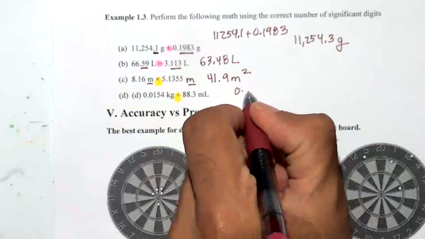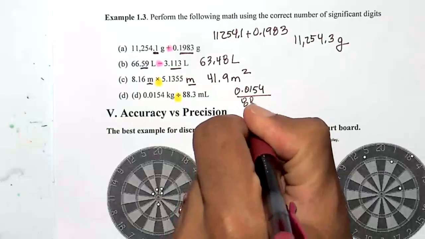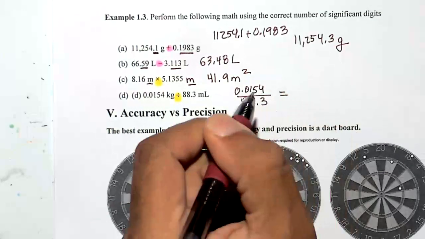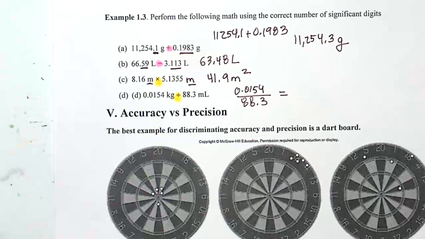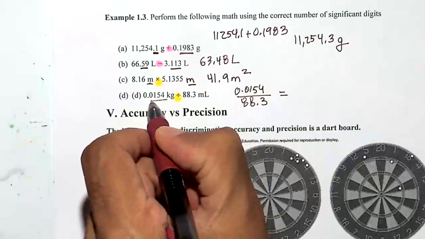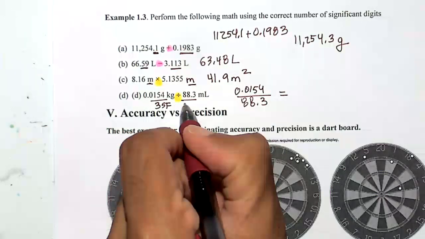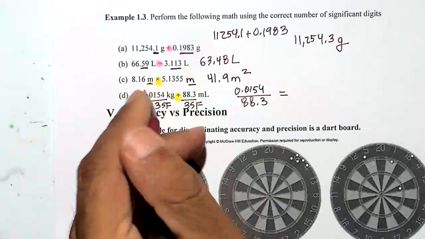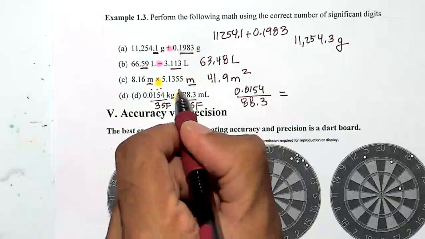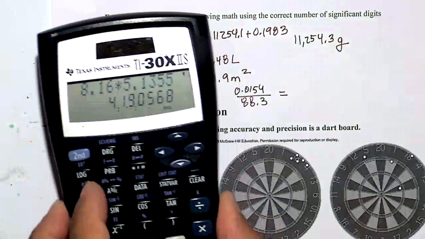And finally, the same thing with division. 0.0154 divided by 88.3. What do you guys think? Okay, this has how many sig figs? How many here? 3. Okay, so this is real, real, real, real, real, real, and then 3.